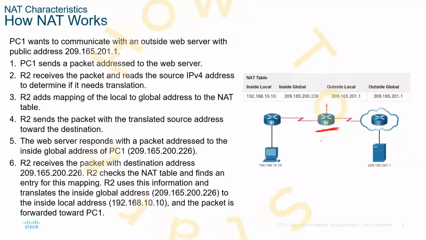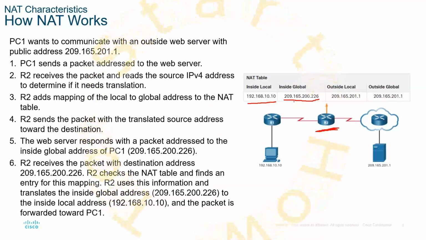So R2 will add a mapping from the local address to the global address to the NAT table. So what we'll have is our inside local, that's going to be the source IPv4 address. That's going to be changed to our inside global address. That's going to be the temporary address that we're going to be using to be able to send that data.